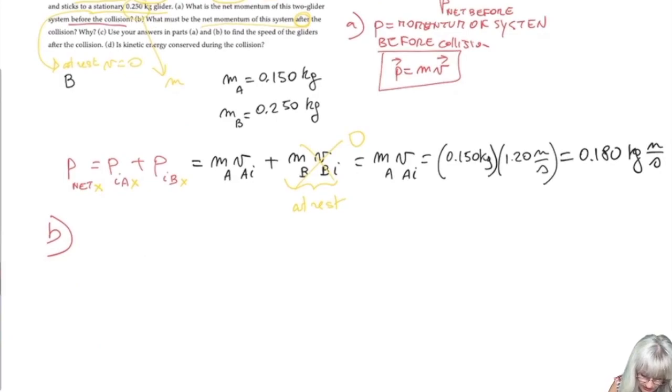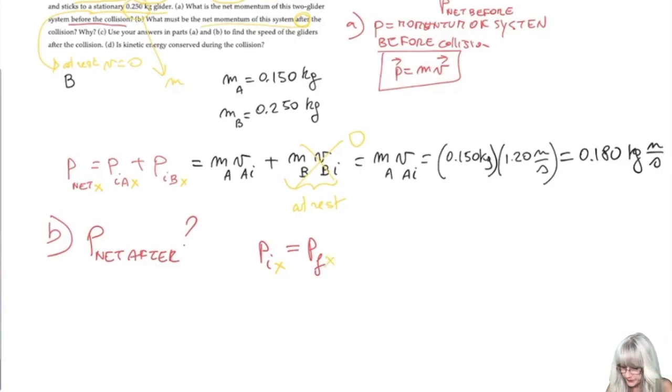Okay, so I'm going to say P net after is my big question mark. Now, after the collision, there is a momentum, and the momentum is conserved. That means the initial momentum along the x-axis is going to be equal to the final momentum along the x-axis. So basically it's almost given the answer, because it will be exactly this value.